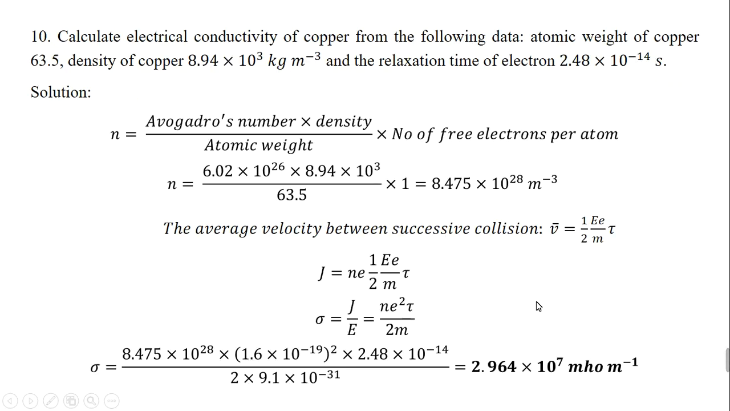Okay, so we shall move on to another problem. Calculate electrical conductivity. Again, sigma is to be determined here. Calculate electrical conductivity of copper from the following data. Atomic weight of copper is given, and density of copper is given here, 8.94 into 10 raised to 3 kg per meter cube. And the relaxation time of electron is 2.48 into 10 raised to minus 14 seconds.